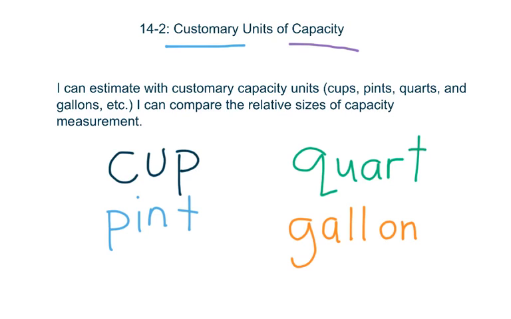A cup is abbreviated C. Pint is abbreviated PT. Quart is abbreviated QT. And gallon is abbreviated GAL. You want to make sure that you use the abbreviations correctly. For instance, if you just were to use the letter G for gallon, G in the metric system actually means gram. You'll learn more about that in upcoming lessons.